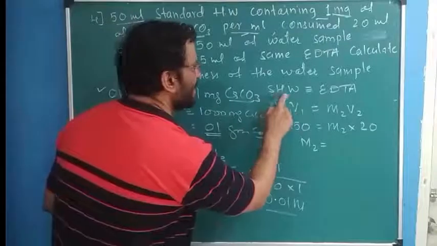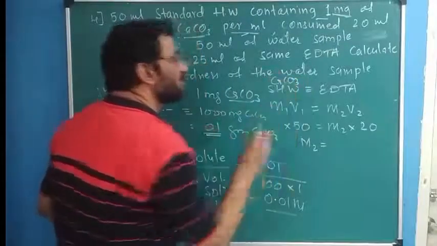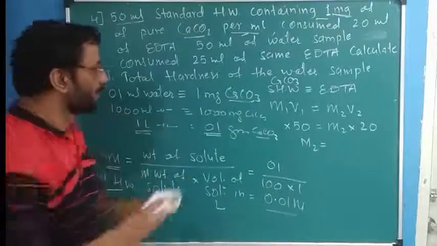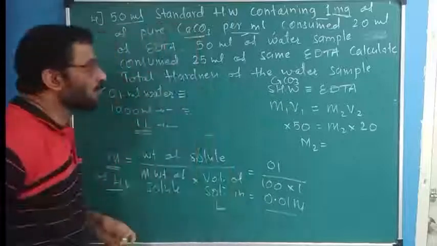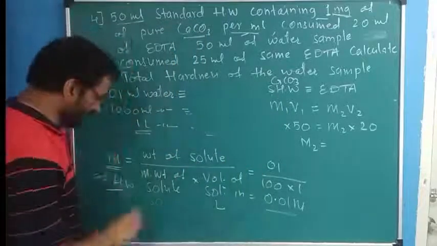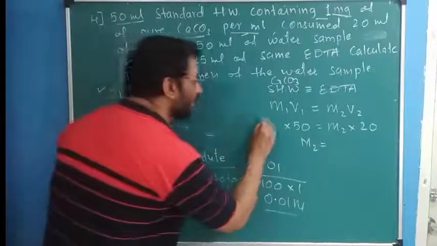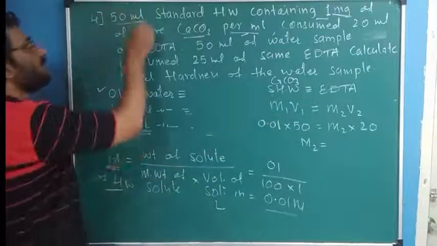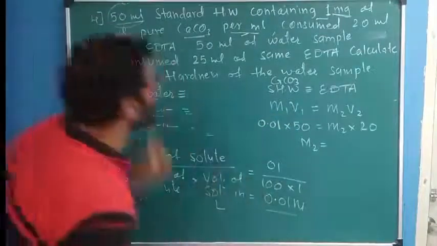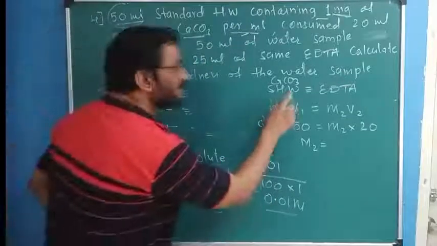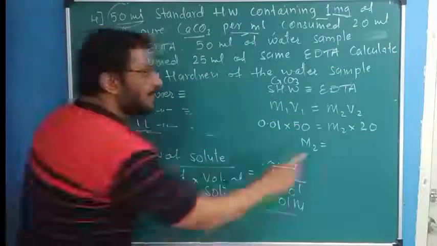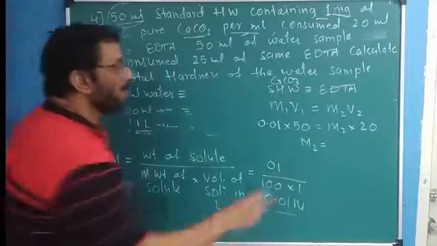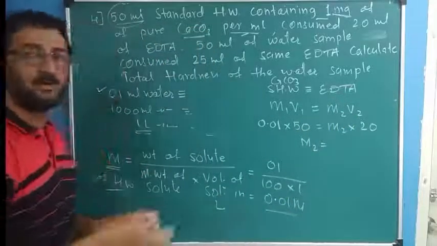So the standard hard water, or we can say the CaCO3 solution, part 1 of the experiment, against what? EDTA. Fine. M1 is the molarity of this CaCO3. We got the molarity of CaCO3. It is 0.01 molar. V1 is the volume of CaCO3. 50 ml they have taken, and 50 ml has consumed 20 ml. So the volume of CaCO3 is 50. M2 is the molarity of EDTA that we are going to find out, and V2 is the volume of EDTA they have used.